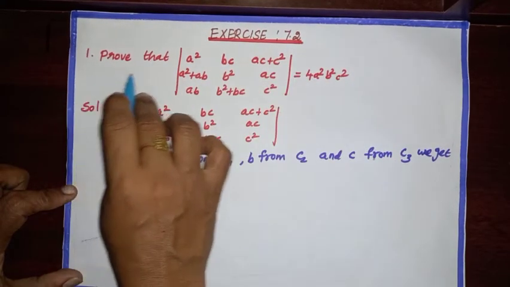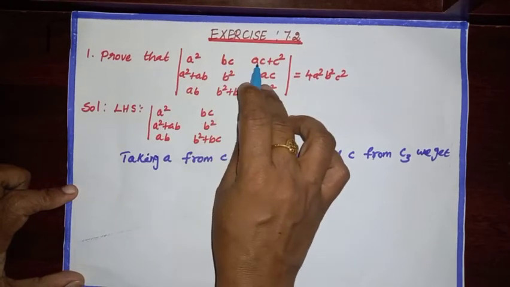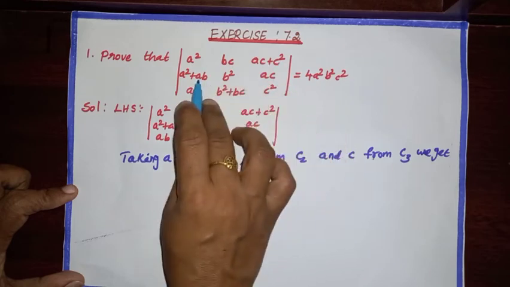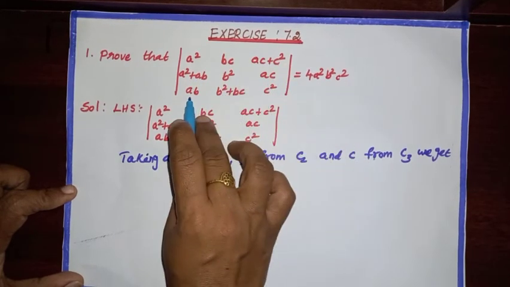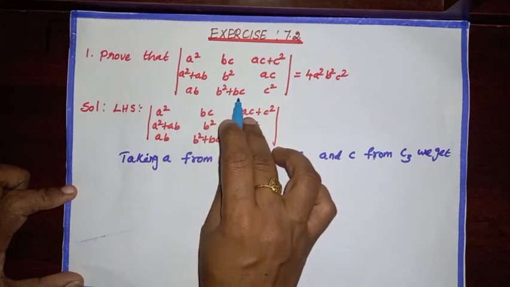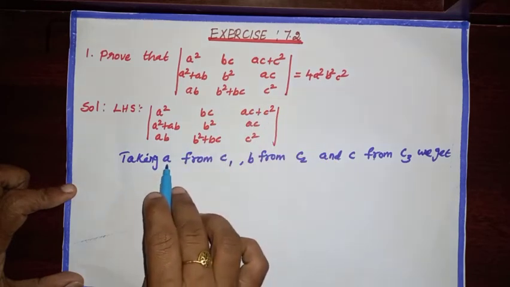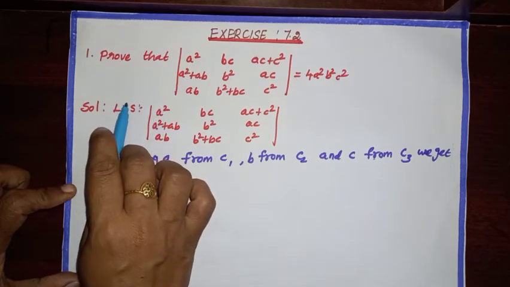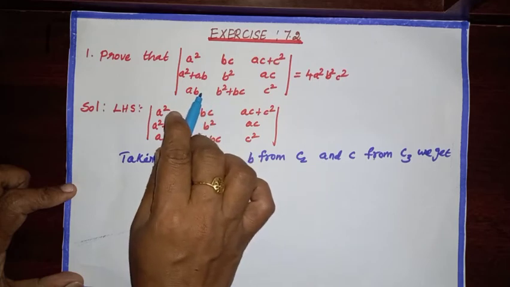Question number 1. Prove that the determinant with first row b square plus c square, ab, ac; second row ab, a square plus c square, bc; third row ac, bc, a square plus b square, equals 4 a square b square c square. Now I am going to take A from column 1, B from column 2, C from column 3.